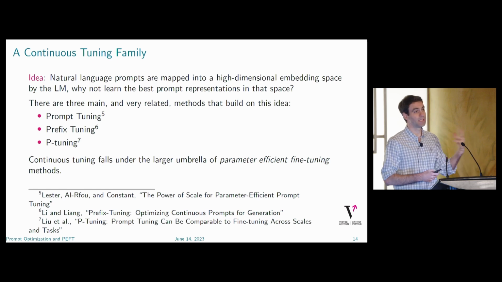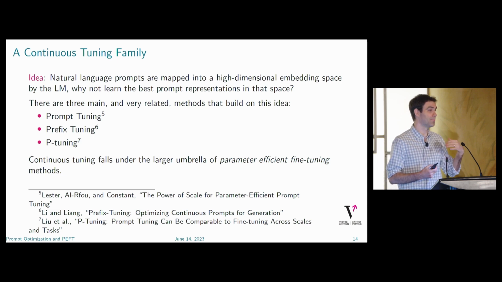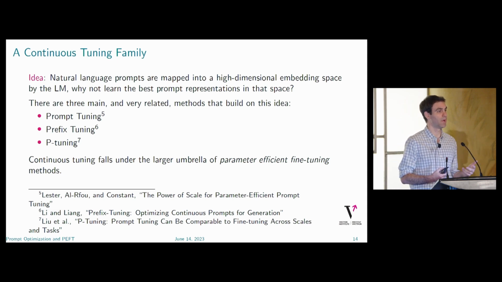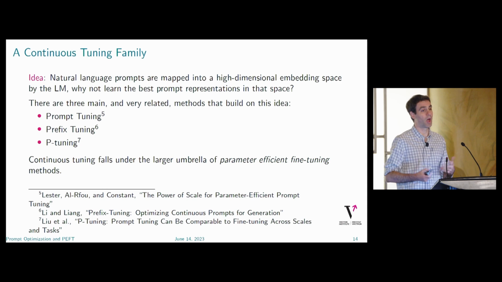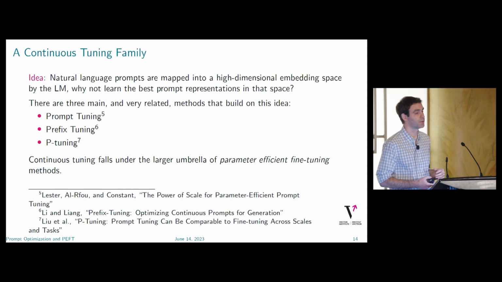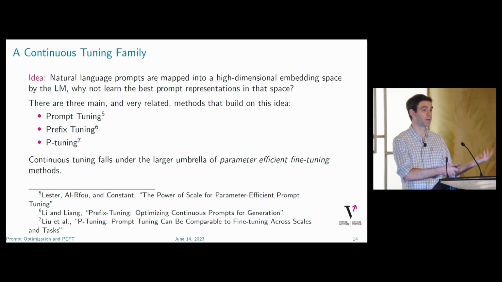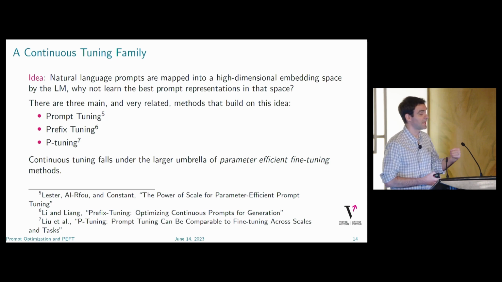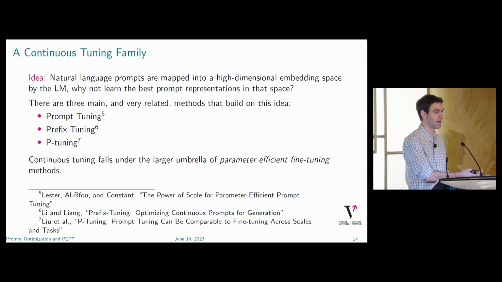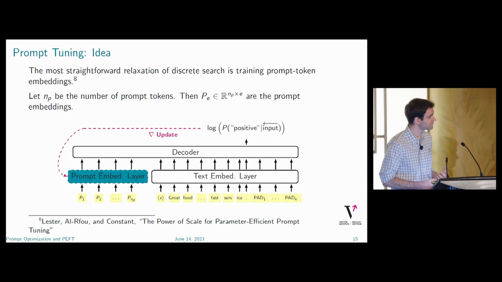But the idea is that we leave natural language prompting behind. The model already embeds our natural language prompts into a high-dimensional space, so why not optimize our prompts in that space instead of in the natural language space? Prompt tuning falls into a broader category of parameter-efficient fine-tuning. We're going to talk about 2 methods in that to end our talk that sort of leave prompting behind and move towards strictly parameter-efficient fine-tuning.